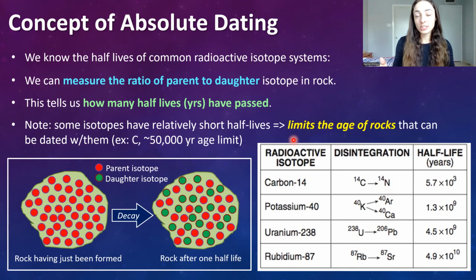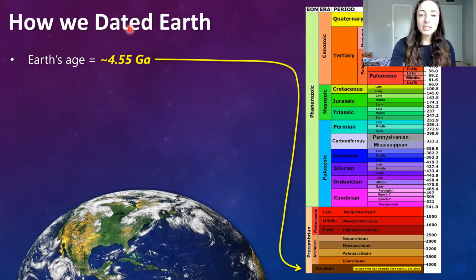I'll show you later just how many we've developed that we can cross-check on these same samples to double-check and triple-check and quadruple-check our work and our estimates. Now to get to how we dated Earth using radiometric dating. But before we talk about how we use radiometric dating to get 4.55 billion years, I should mention a couple things.